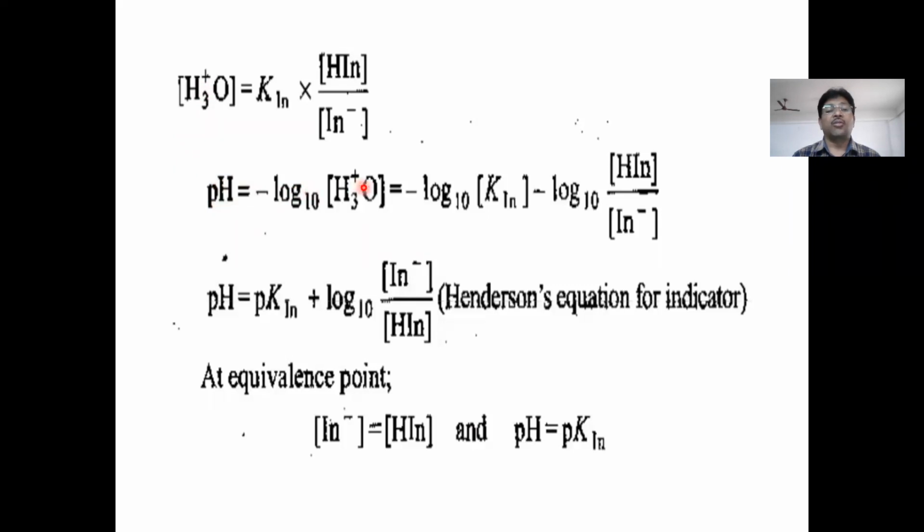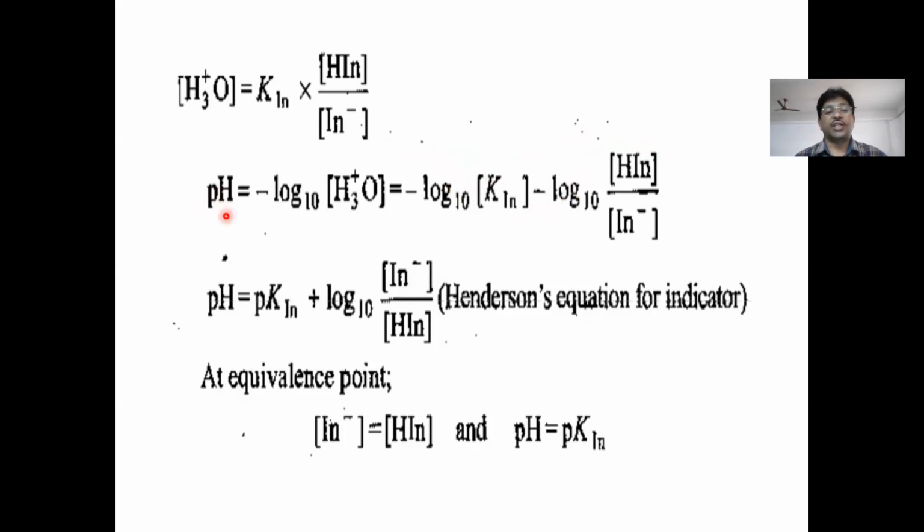Now we take the negative logarithm of H3O plus concentration, which is nothing but pH. We know pH is equal to minus log of H plus concentration, otherwise H3O plus concentration. That is equal to minus log of KIN into HIN by IN minus, substituting in place of H3O plus. Generally, log A by B is log A minus log B, and we use this concept here.